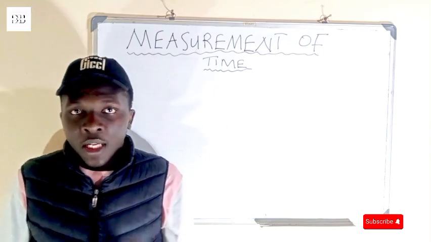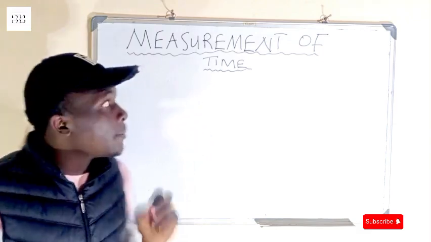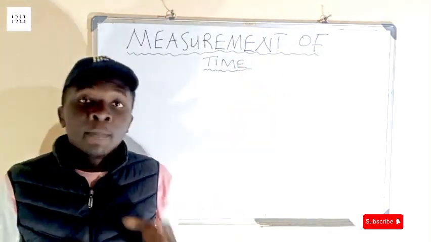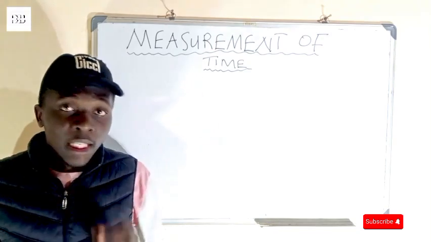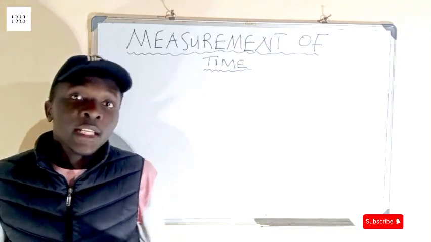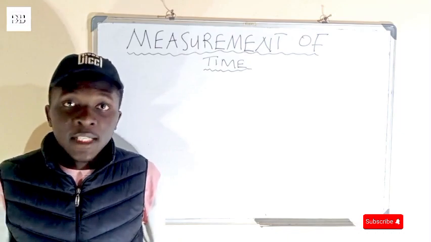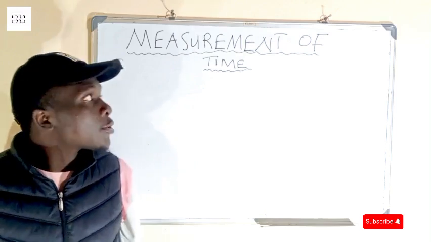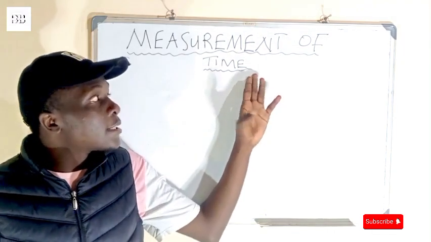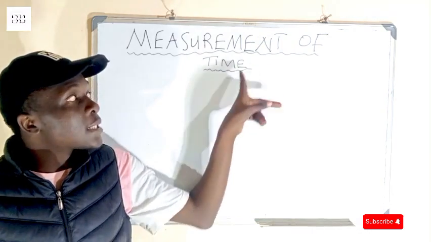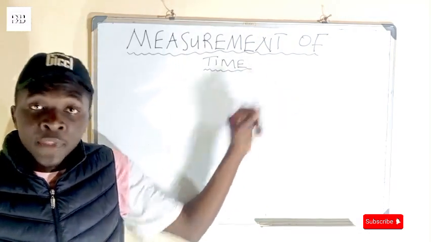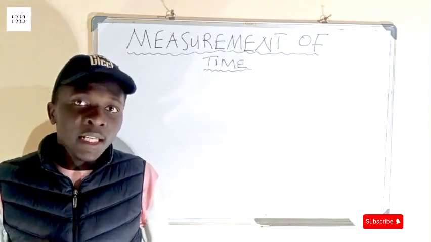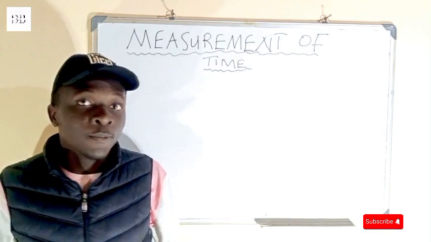In this video, I wanted us to understand the measurement of time, that's part 2, under measurement of physical quantities. In the last video, we looked at measurement of length using the vernier calipers, meter rule and the micrometer screw gauge. So today we're going to look at the devices or instruments that we can use to measure time, and then we'll go deeper by looking at how we can measure time using those devices.